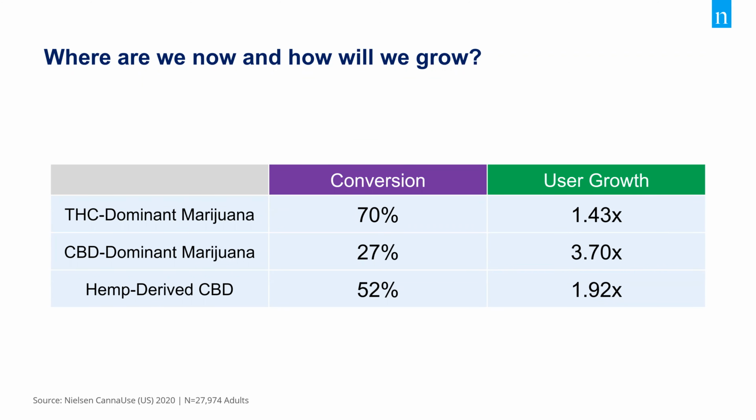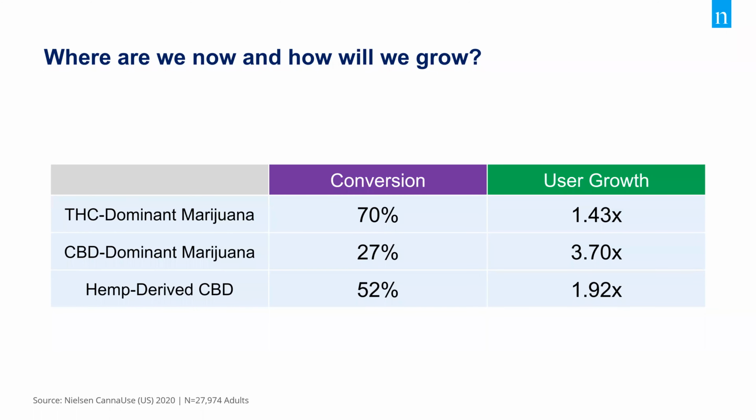So if we look at this measure here in purple, we call this conversion. Essentially what we're doing is we're combining the percent of US adults who say that they're likely to consume any of these categories and dividing that by the number of consumers who say they have consumed it in the past 12 months. So for THC dominant marijuana, we've converted about 70% of those consumers. Put another way, about 70% of those who want to consume THC dominant marijuana products have already done so.